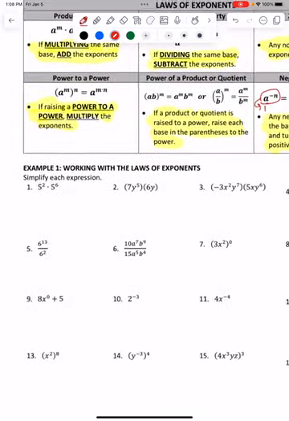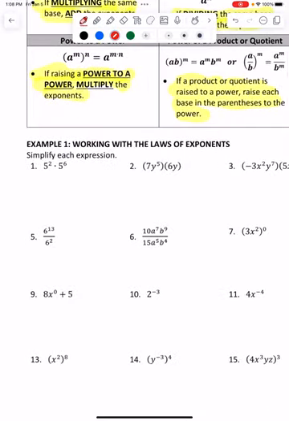So laws of exponents here, simplifying. First thing here, we've got 5 squared times 5 to the 6th. So to simplify this, the bases are both 5, so they're the same. They're being multiplied, so that means we need to add our exponents. So 5 to the 2 plus 6 is 5 to the 8th, which is a big old number, okay?